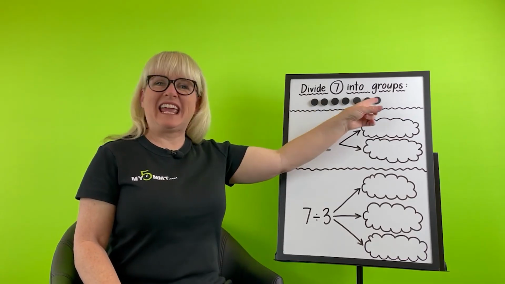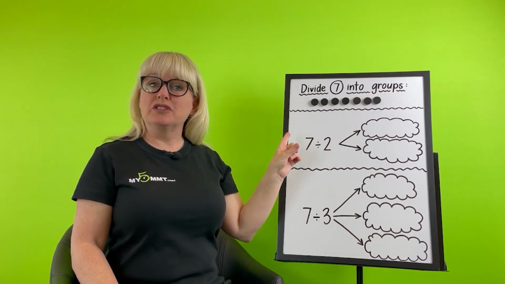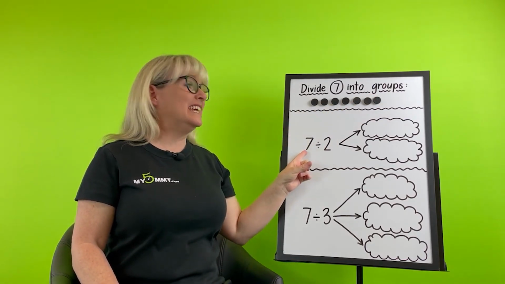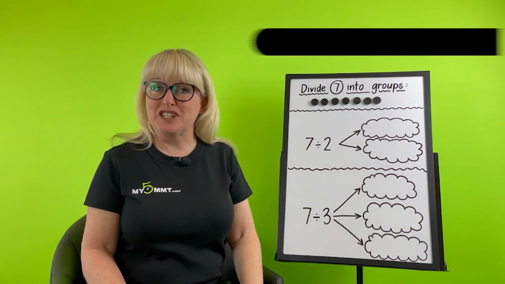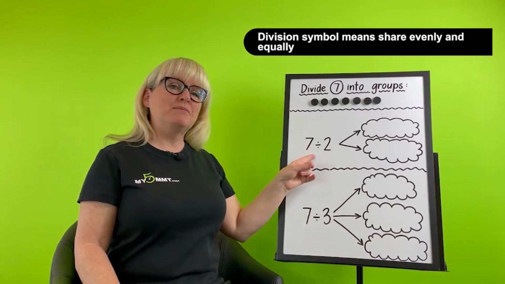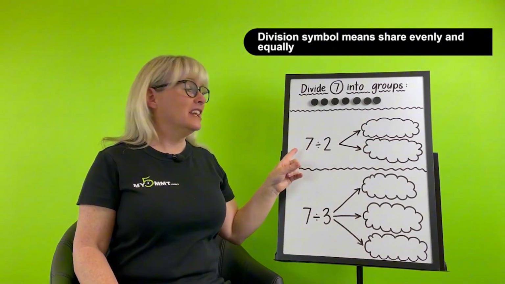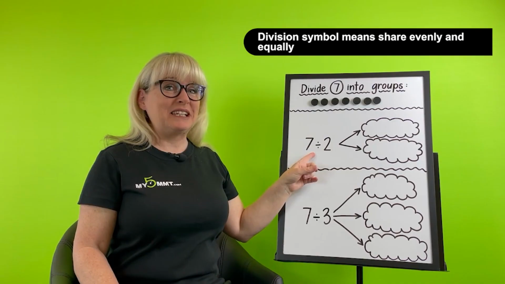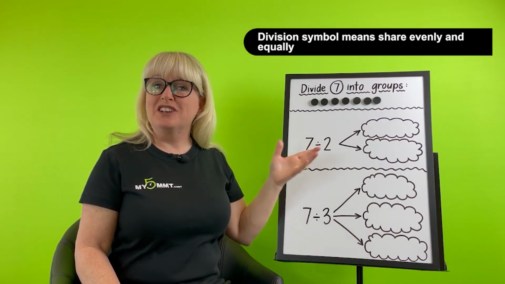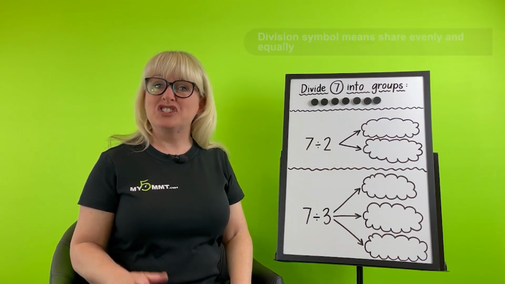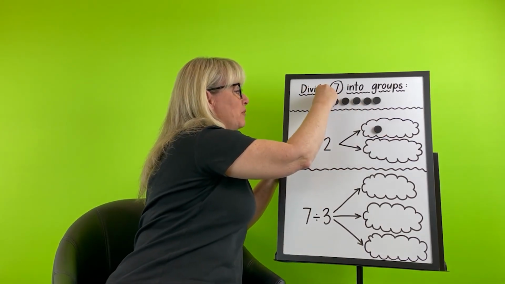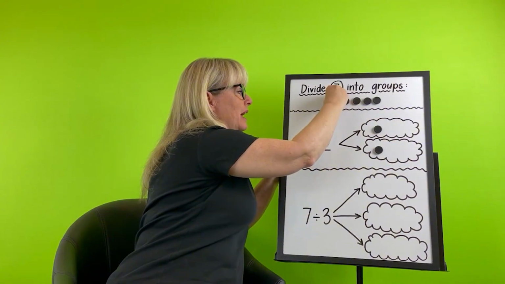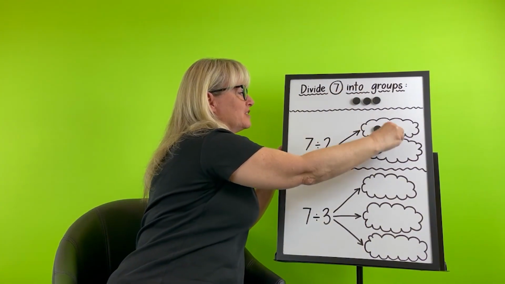Here are my 7 counters. And first, I'm going to try dividing 7 into 2 groups. That's what my number sentence says with the division symbol. The division symbol actually means 7 shared evenly and equally between 2 groups. So let's do that right now, sharing as we go evenly and equally between the top group and the lower group. Back to the top group, back to the lower group.